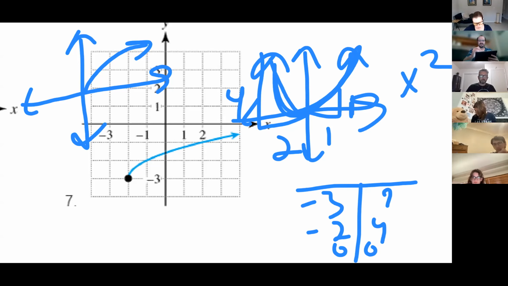These things are symmetric, right? So we can use those symmetries to help us graph this thing a little bit. I'm hoping you'll start to notice these patterns in these parent functions as well. We're going to use them a few times.